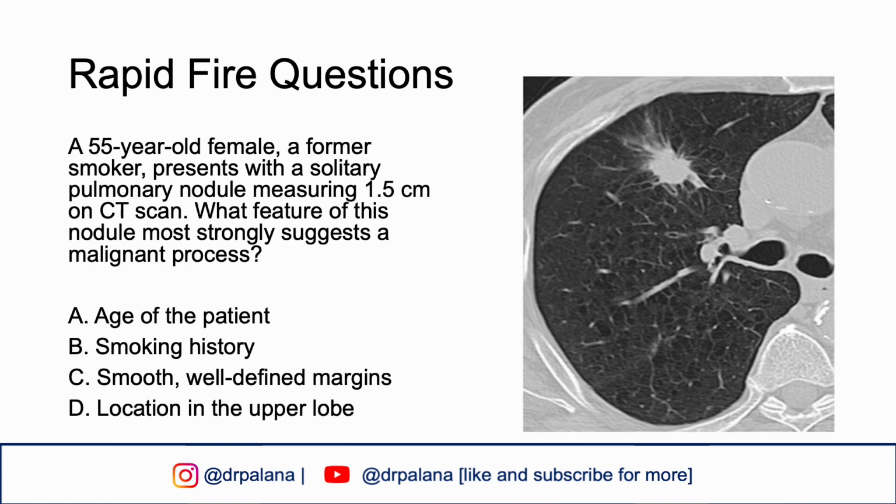A 55-year-old female who is a former smoker presents with a solitary pulmonary nodule measuring 1.5 centimeters on CT scan. What feature of this nodule most strongly suggests a malignant process? Age of the patient, smoking history, smooth, well-defined margins, or location in the upper lobe? The answer is smoking history. The patient's history of smoking significantly increases the likelihood of a malignant nodule, although other factors such as nodule morphology and growth rate are also important.